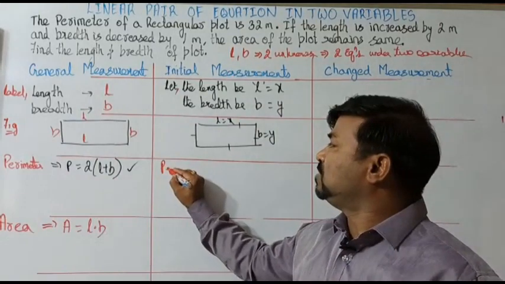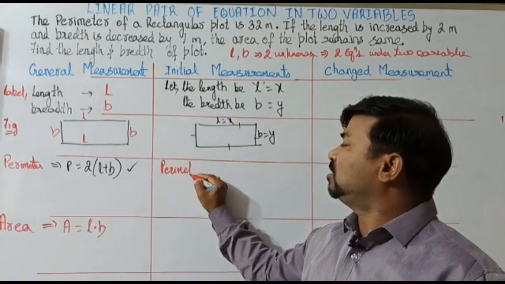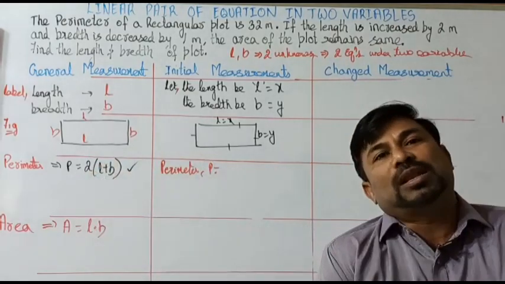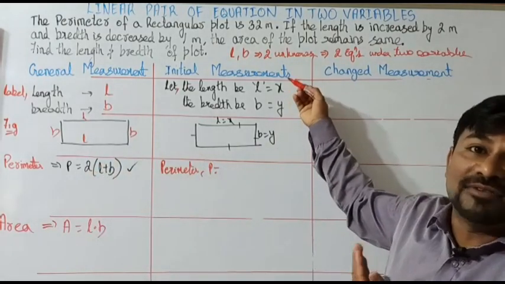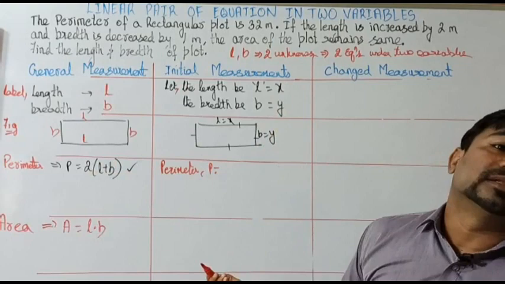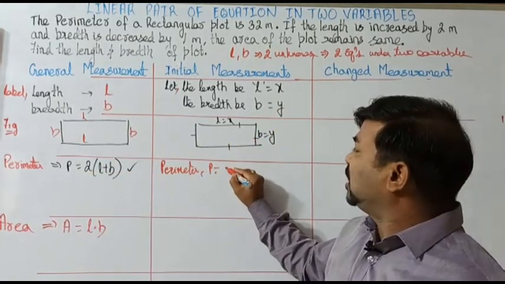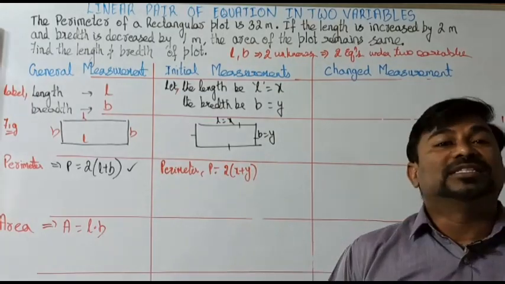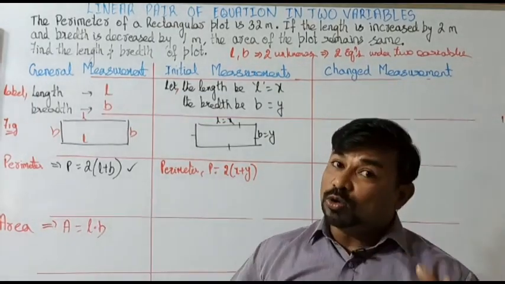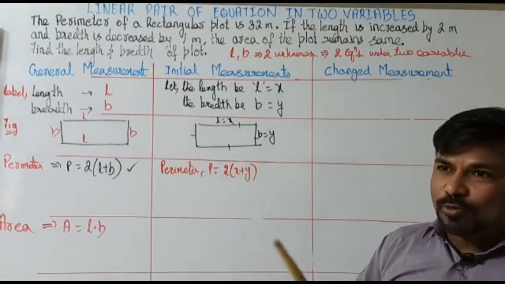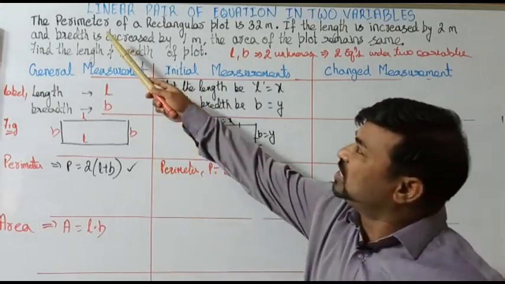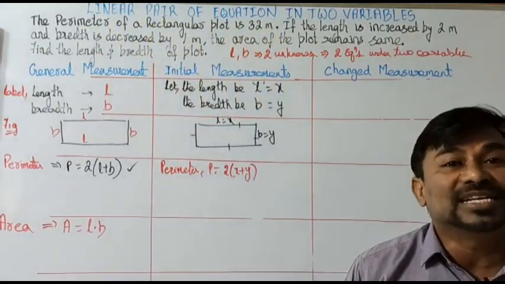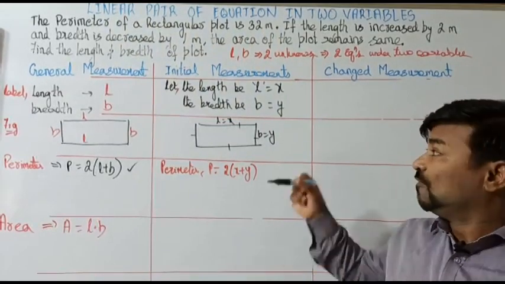Now what is the next one? It's nothing but the perimeter. Perimeter, as you all know, P equals, generally we call it 2 into L plus B. But what is L here? X. And what is B here? It's nothing but Y. So I like to call it 2 into X plus Y is the perimeter. Okay, now look at the question, what he's talking about. Now we are getting into the question. What he says: the perimeter of the rectangle plot is 32 meters.